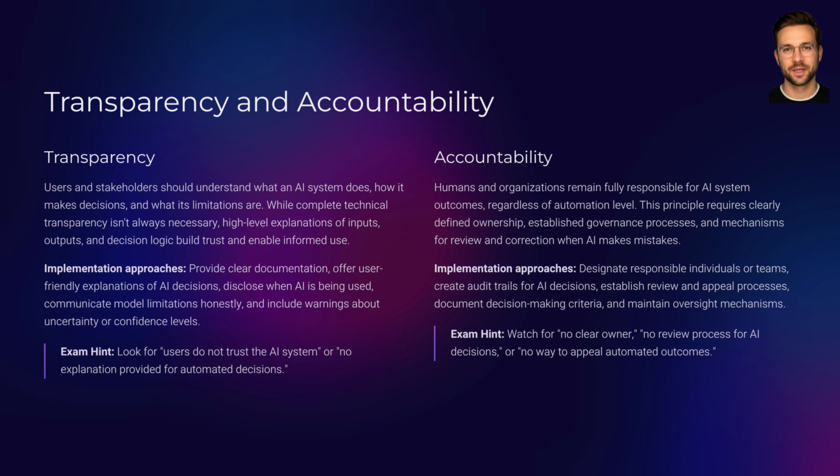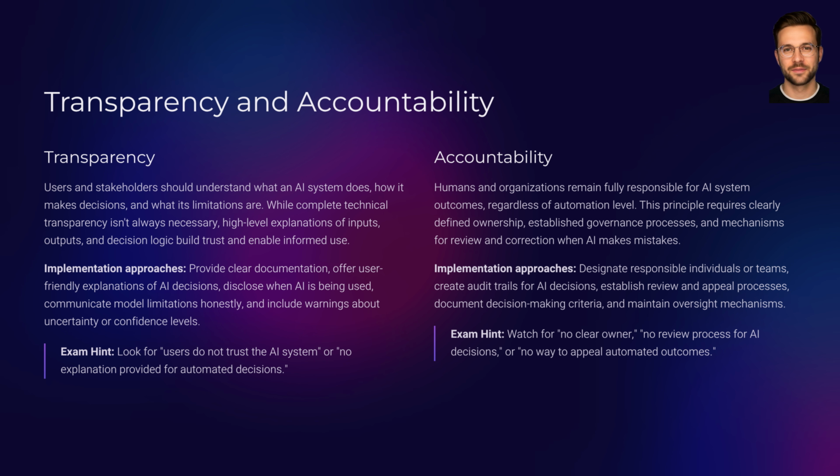Principle 6, Accountability. Accountability means that humans and organizations remain responsible for AI systems and their outcomes. AI systems should not operate in a "no one is responsible" mode. There must be clear ownership of AI systems, defined governance processes, and mechanisms to review, audit, and correct AI behavior. Example scenarios. A company deploys an AI system that makes high-impact decisions, but no team is responsible for monitoring the consequences. There is no process to handle complaints or appeal AI-driven decisions.